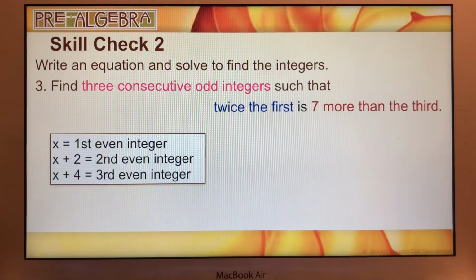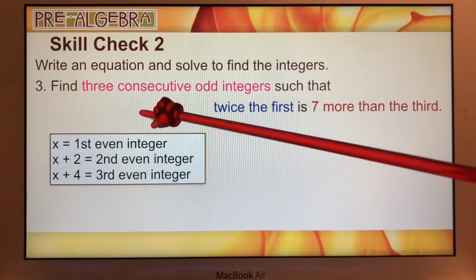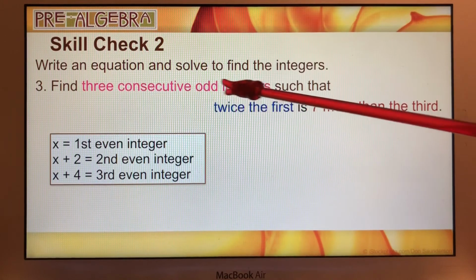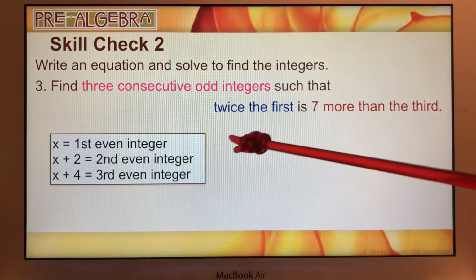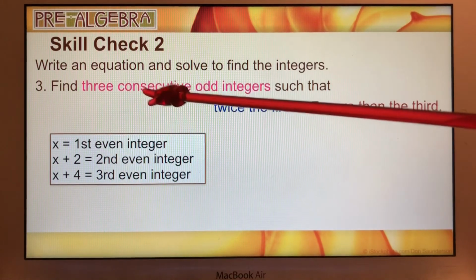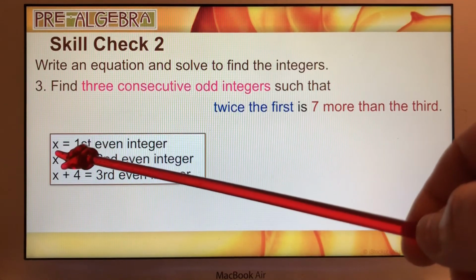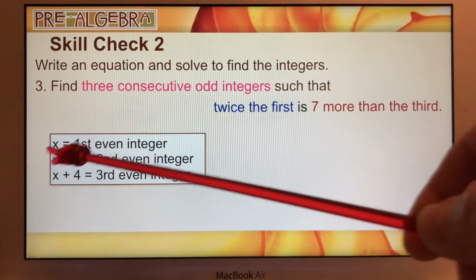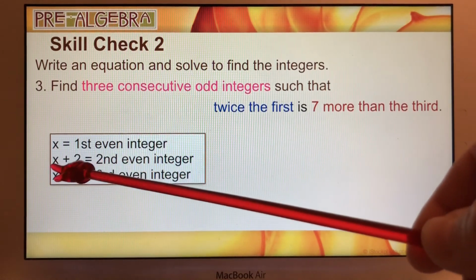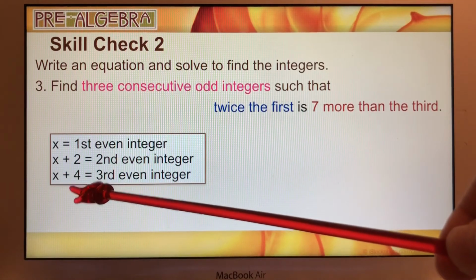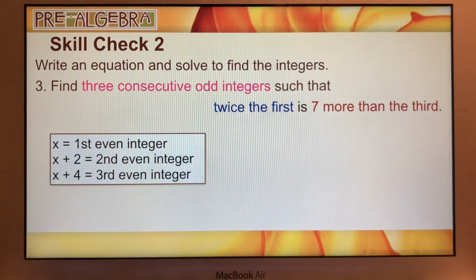Okay, now we're going to take our number of consecutive integers and expand that even more. We're going to have three consecutive integers, but this time they're going to be odd integers, such that twice the first is 7 more than the third. So for our three consecutive odd integers, x is the first odd integer, x plus 2 is the next odd integer, and x plus 4 is going to be the third odd integer.